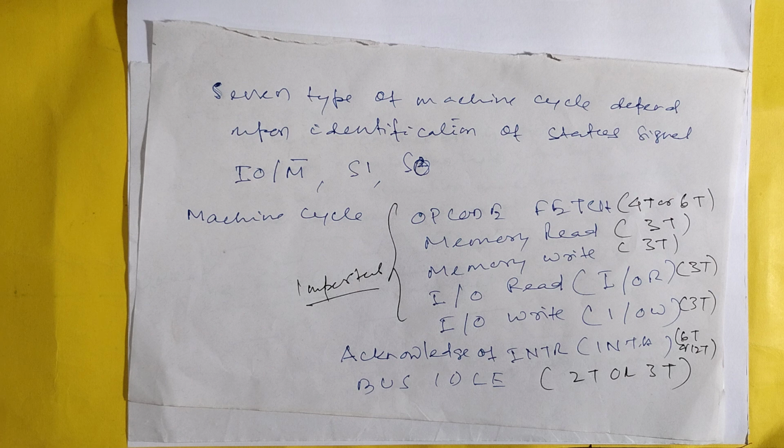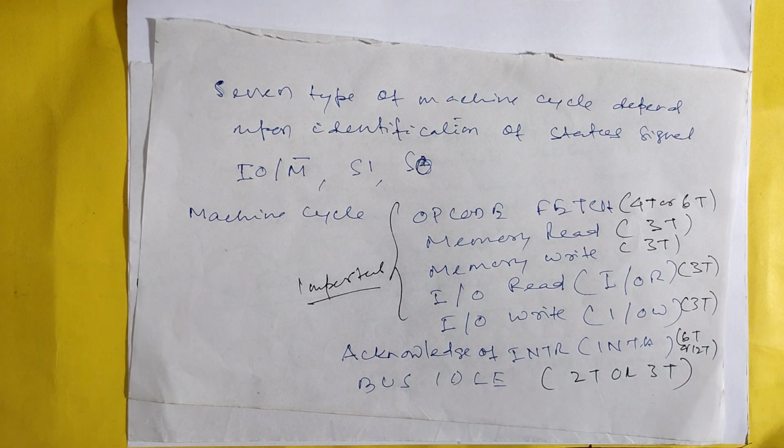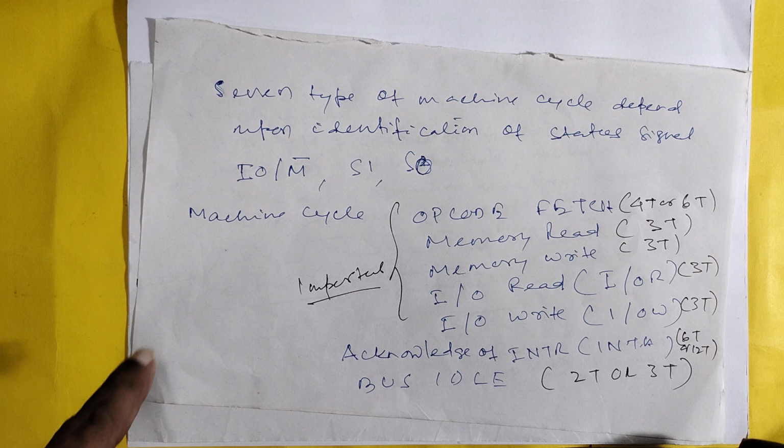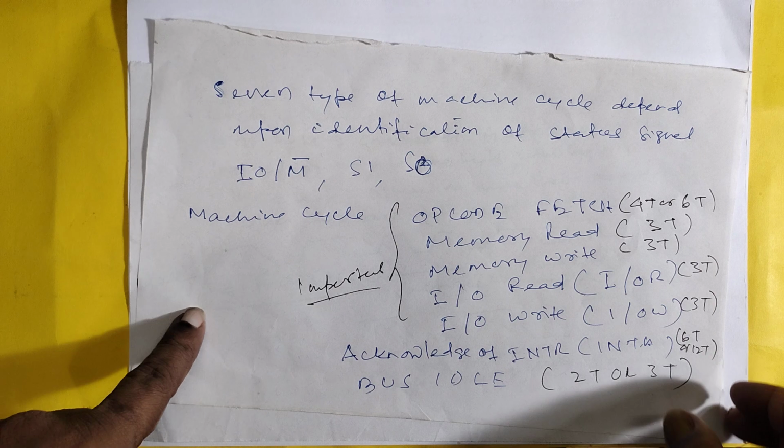There are 7 types of machine cycle: opcode fetch, memory read, memory write, IO read, IO write, acknowledgement of interrupt, and bus idle. And here are the T states: opcode fetch 4T or 6T, memory read 3T, memory write 3T, IO read 3T, IO write 3T, acknowledgement 6T or 12T, bus idle 2T or 3T.